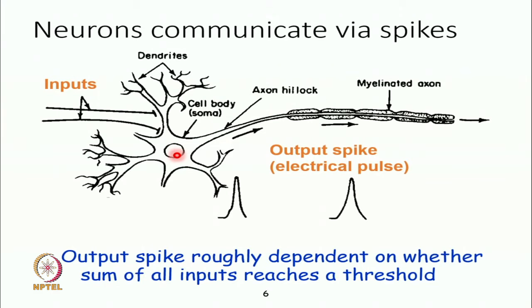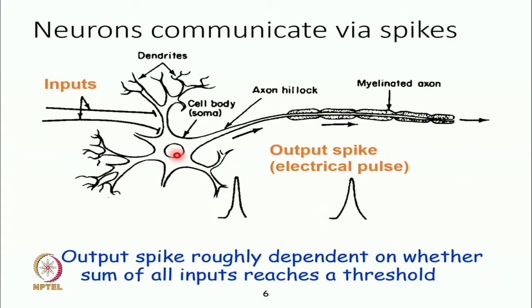And while all of these are gross approximations, it was found that the output spike, how much electrical signal I send or whether I send a signal or not, is roughly dependent on the total strength of the inputs that were received by the neuron. So if a very strong input comes in, then a strong output goes out. If a very weak input comes in, no output goes out.